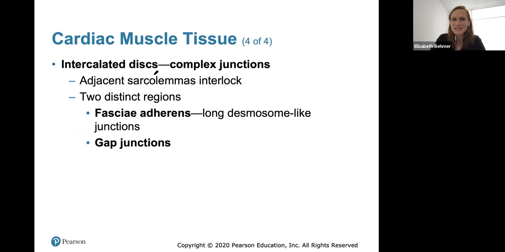These intercalated discs are complex junctions that connect heart cells together. They're desmosome-like, and they have gap junctions, and they are important because they allow ions to pass through your cardiac muscle cells just so that your cardiac muscle can contract as a unit. So these are intercalated discs, very important. I think that is a test question.